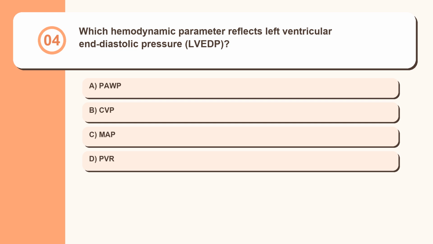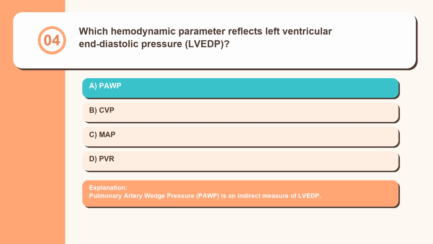Question 4. Which hemodynamic parameter reflects left ventricular end diastolic pressure, LVEDP? PAWP, CVP, MAP, PVR. Pulmonary artery wedge pressure, PAWP, is an indirect measure of LVEDP.